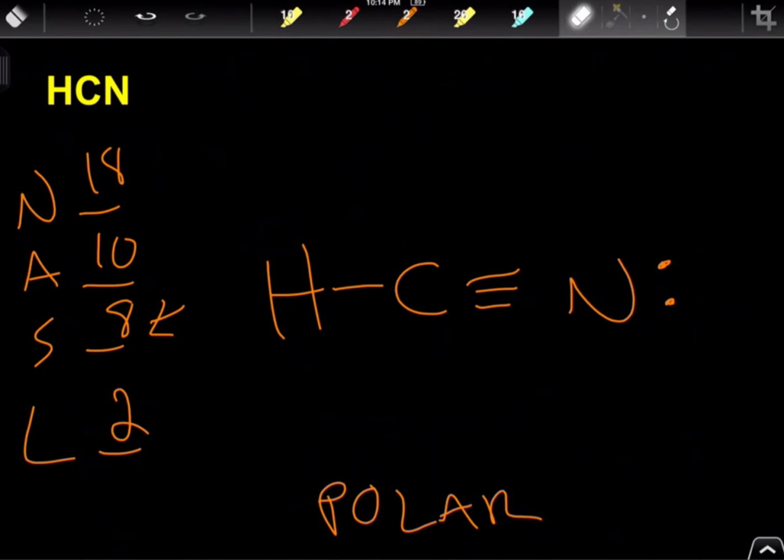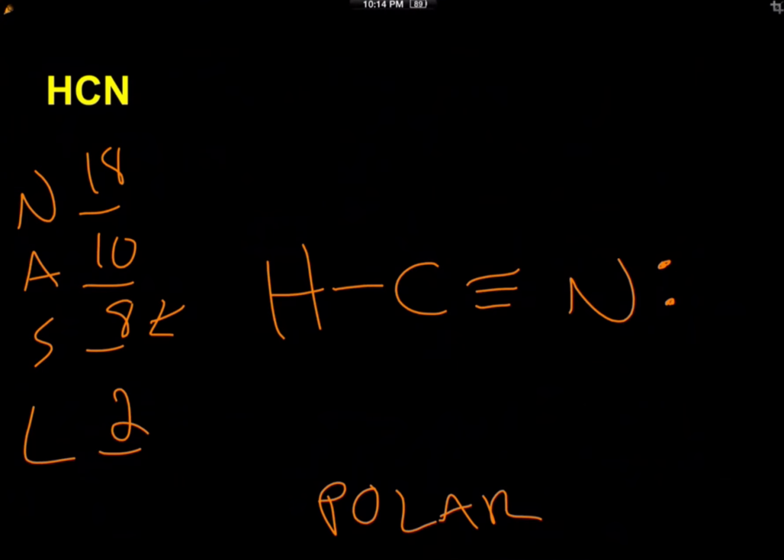Now here's where the polarity comes in. Nitrogen is more polar than either carbon or hydrogen. Carbon's more polar than hydrogen. Nitrogen is more polar than carbon. So the entire electron cloud is going to be distorted toward the nitrogen end, A, because it's the most electronegative atom in the molecule.